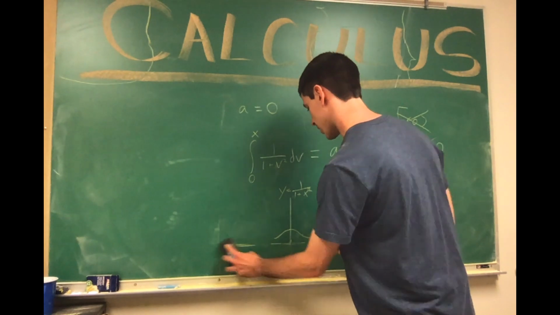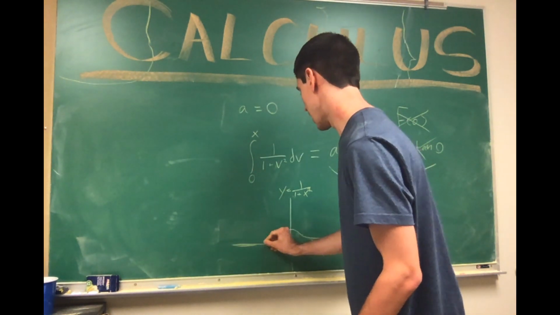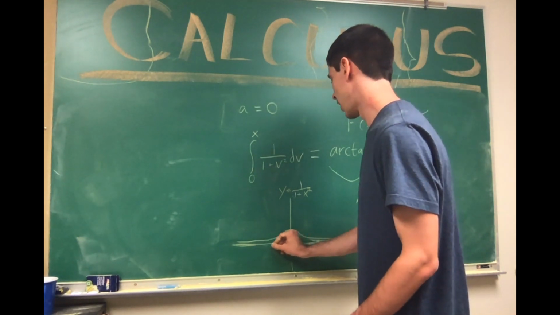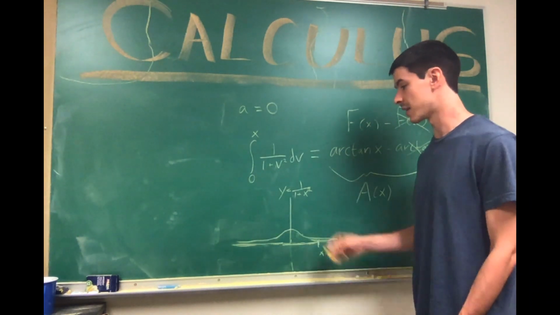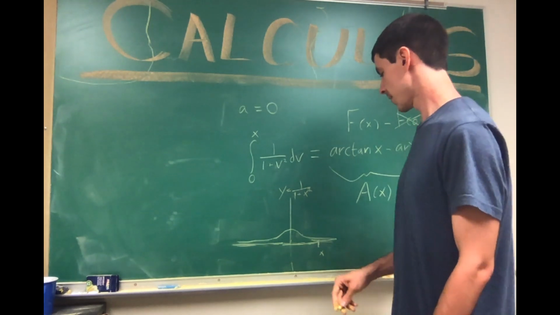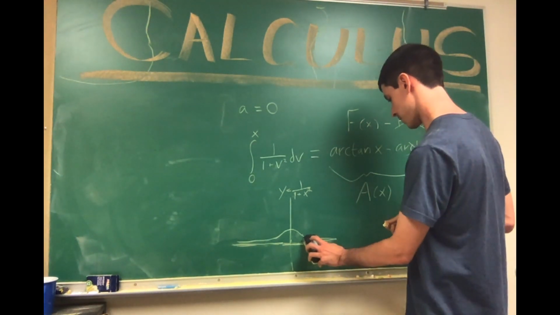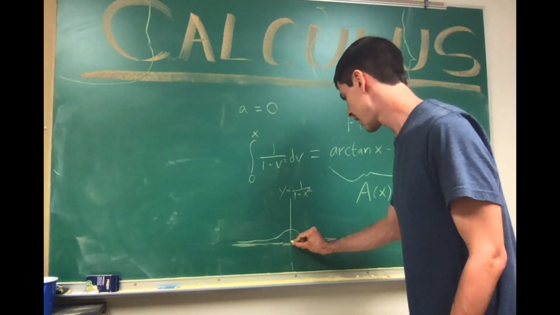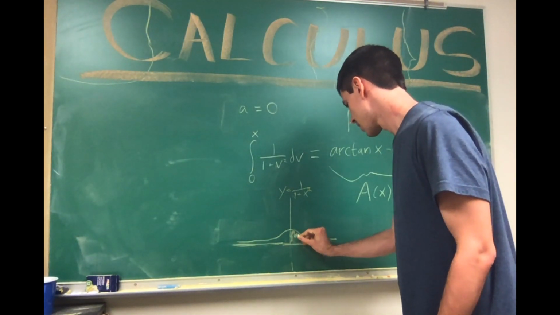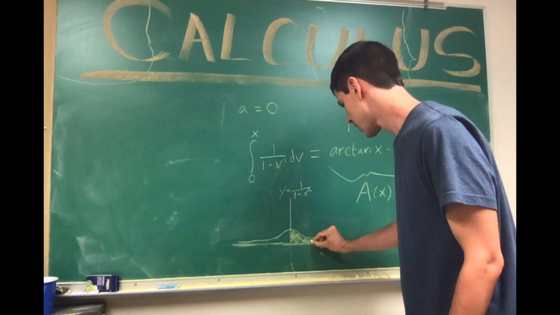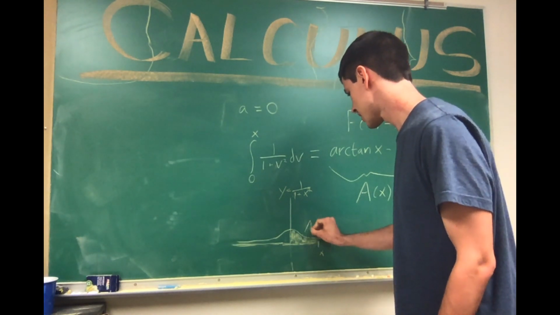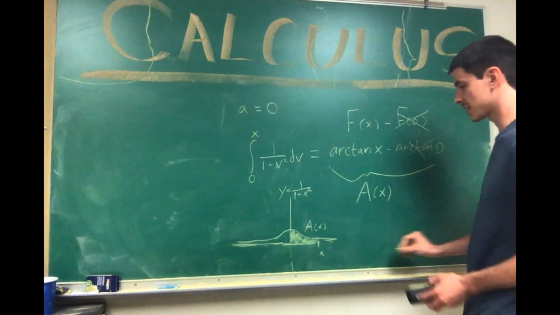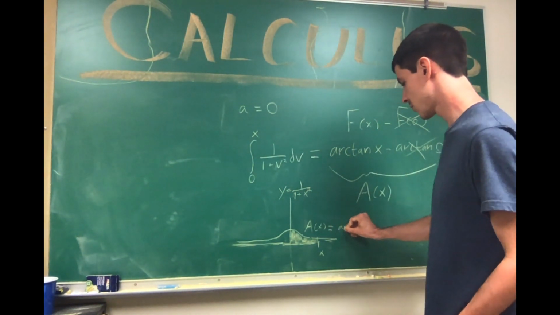And why does this function look like that? You could think it through if you want. You could do all the tests you have for graphing functions, or you could put it into Desmos. But that's what this function looks like. So this is A of x, this area, and in fact, A of x equals arctangent of x.